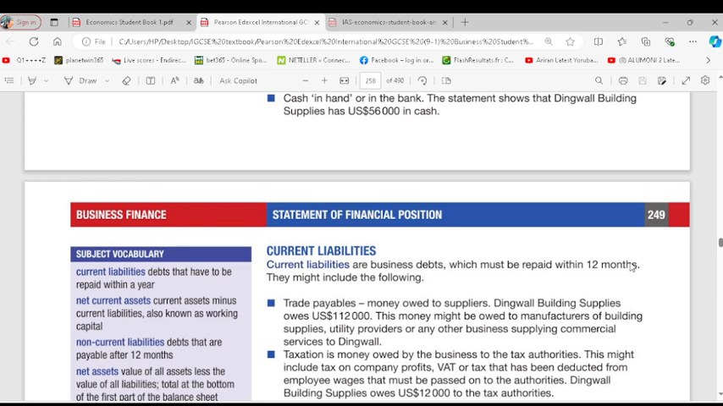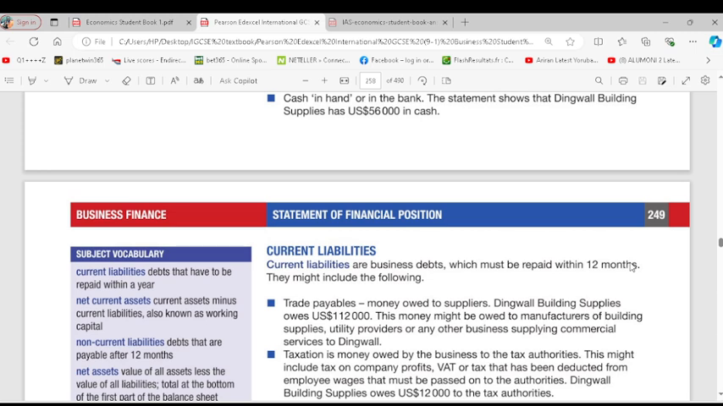Then another item in the statement of financial position is the current liabilities. For current liabilities, we are talking about business debts which have to be repaid within a year. That is current liability. Clear? Do you get my point?